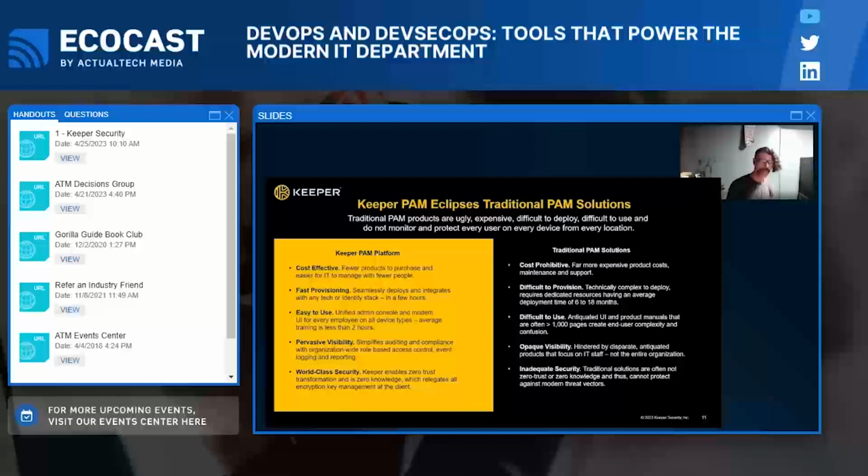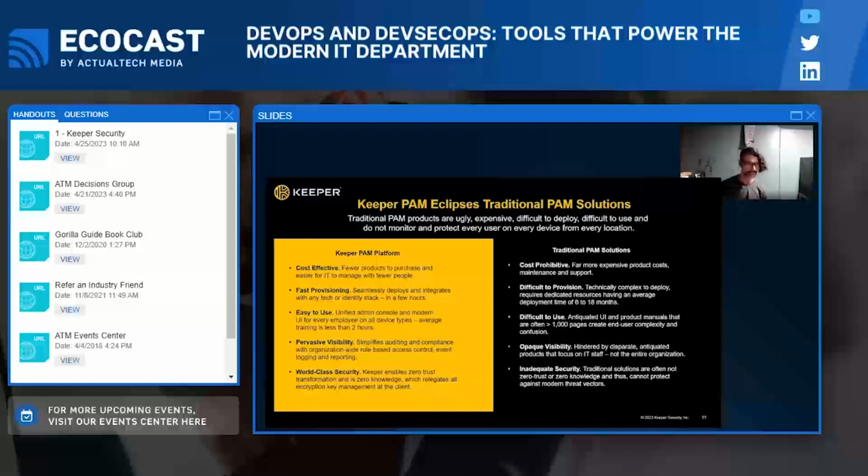Pervasive visibility. It really does simplify auditing and compliance reporting against what people are utilizing in your organization. You used to not have that type of visibility or auditing and reporting before because you had no control over this information and it was being used sporadically with no insights. Now you have full insights into what's going on in your organization. Last but not least, world-class security.